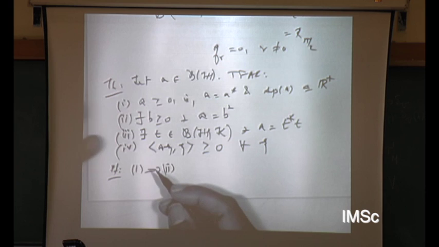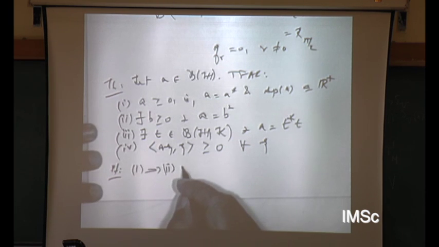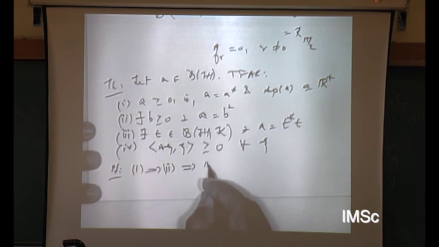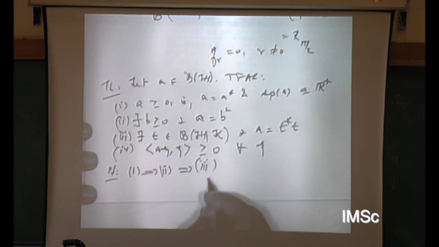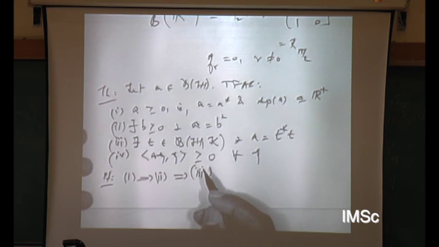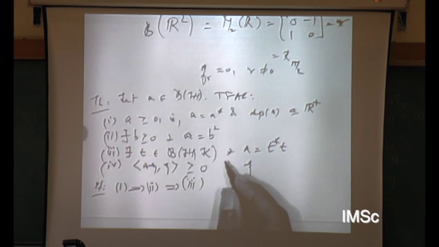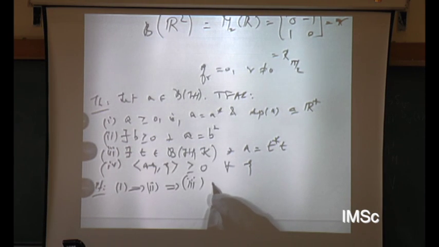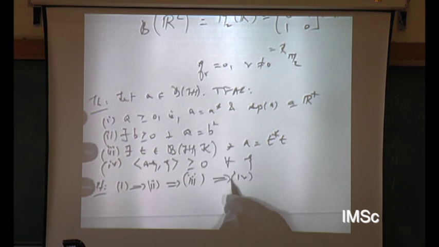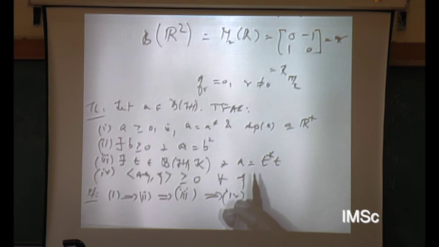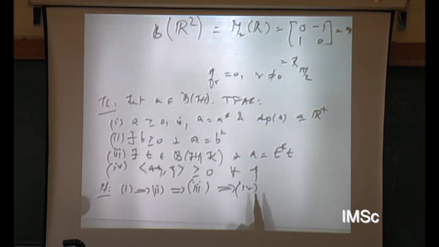This we've already done. 2 implies 3 is a triviality. I can take K equal to H and T equal to A power half, and 3 implies 4 is also trivial. Because if you take T star T, it is going to be the norm of Tξ squared. So we only have to prove this converse relation.